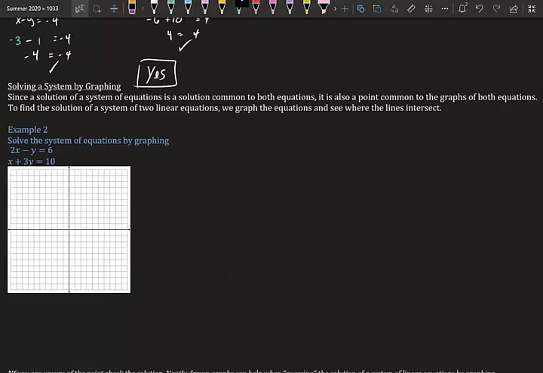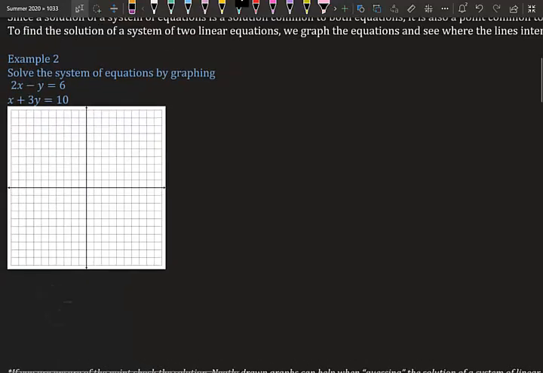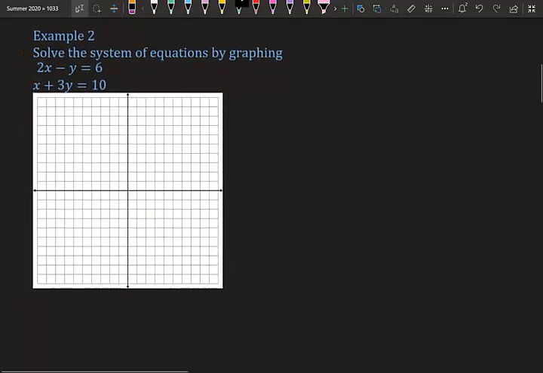So let's solve a system by graphing. Since the solution of a system of two equations is a solution common to both equations, it is also a point common to the graph of both equations. To find the solution of a system of two linear equations, we graph the equations and see where the lines intersect. Now, graphing systems is more of a way to see generally the answer, because sometimes they don't land perfectly on top of each other where you can read it. And you'll see that between example 2 and 3.